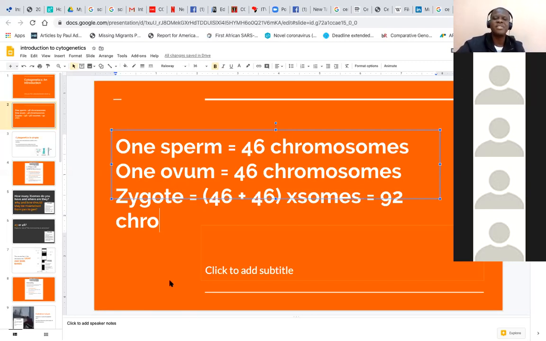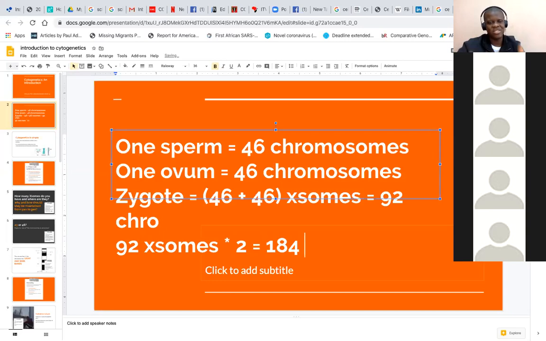And if this zygote also wants to replicate, it no longer has 46 chromosomes, it has 92, and it marries somebody who also has 92 chromosomes. So this is times 2, equal to 184 chromosomes. The grandchild would have 184 chromosomes, and that will continue to happen from one generation to another.